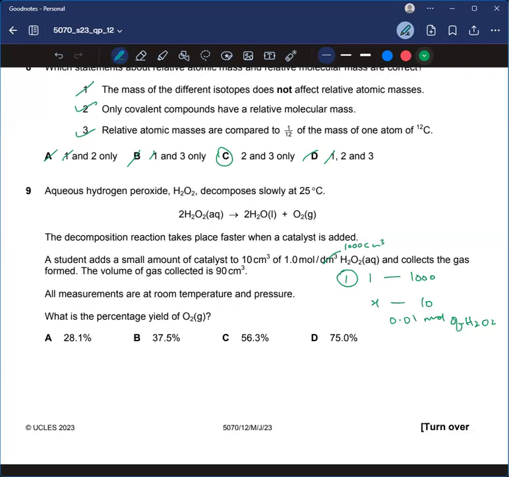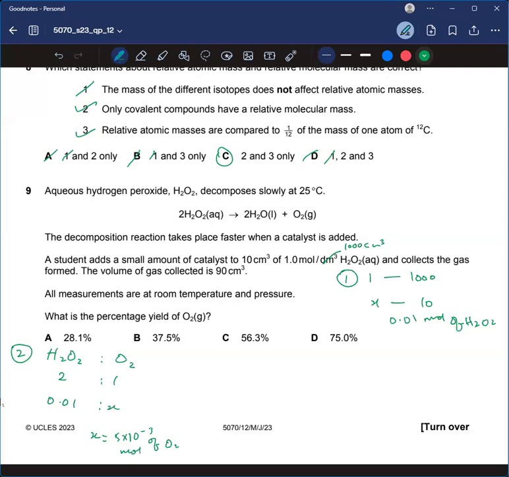Now using the equation, we can use the mole ratio for H2O2 and O2, which is 2:1. H2O2 is 0.01, and O2 is X, so 0.01 divided by 2. That would give me 5 × 10⁻³ moles of oxygen.